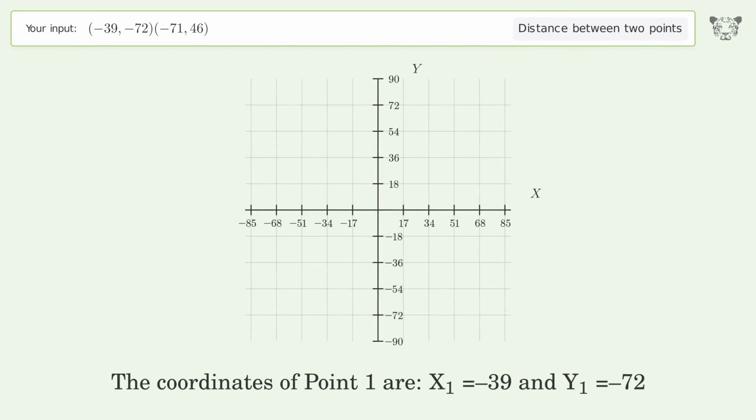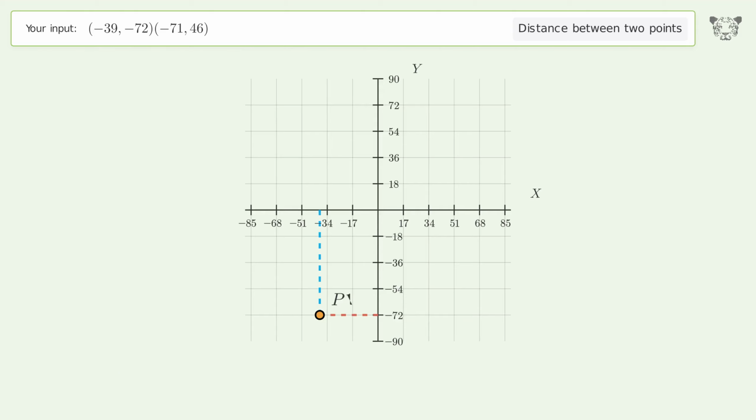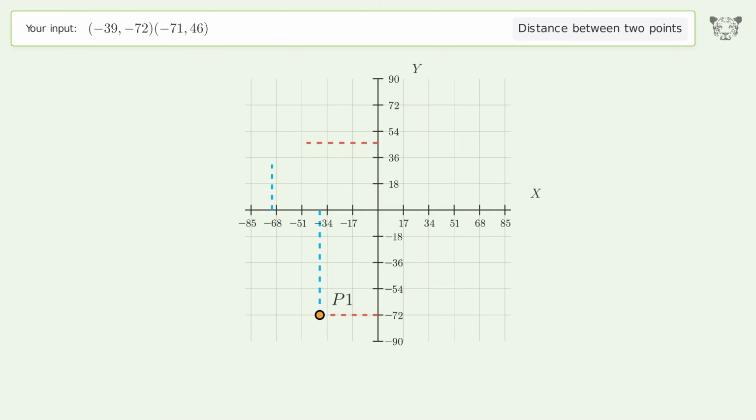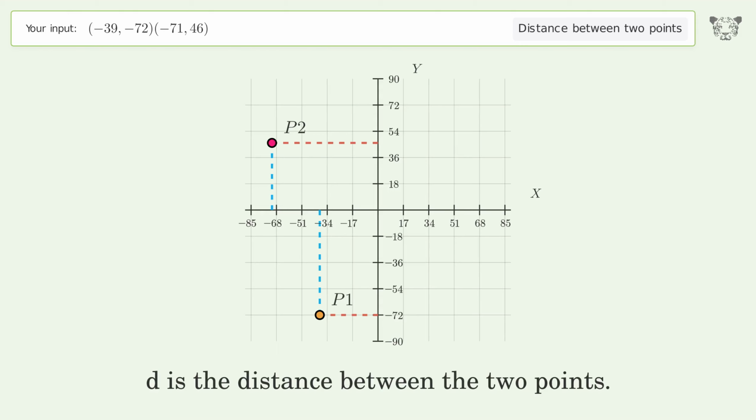The coordinates of point 1 are x1 equals -39 and y1 equals -72. The coordinates of point 2 are x2 equals -71 and y2 equals 46. D is the distance between the 2 points.